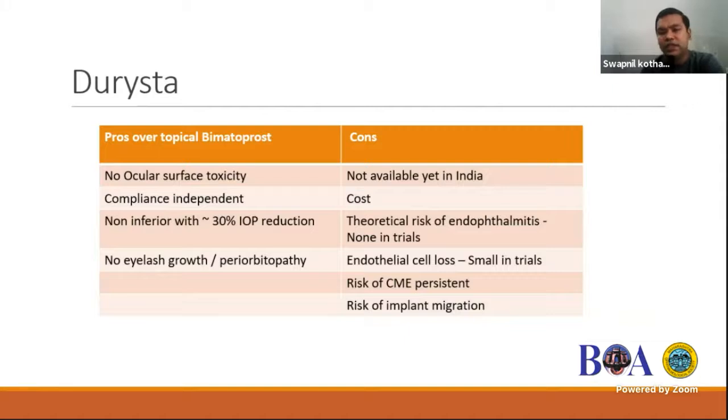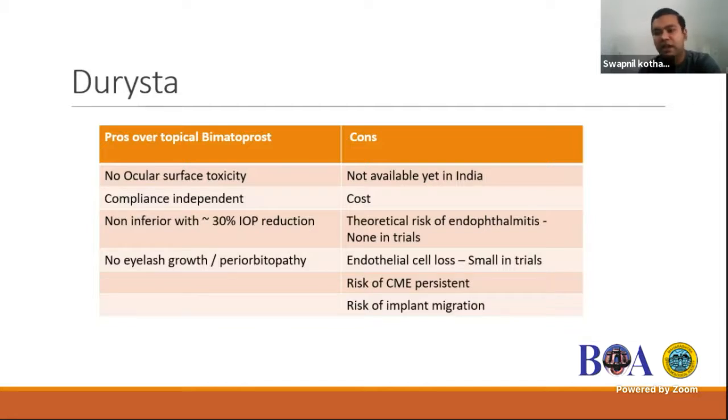What are the pros? Durysta is a bimatoprost sustained release implant. So what are the pros we're looking at? Basically, since it's in the anterior chamber, there's no ocular surface toxicity. It is compliance independent. It has been shown in the studies to be non-inferior to bimatoprost topically, as well as doesn't have the side effects of eyelash growth as well as PGA associated periorbitopathy.